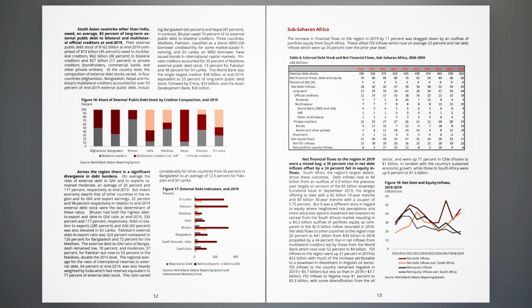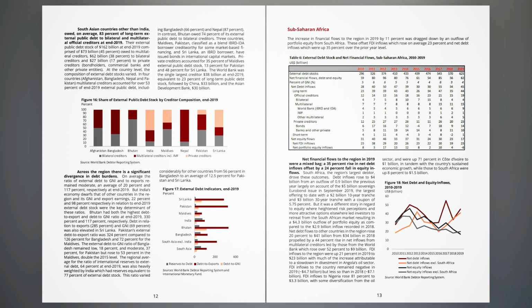Table 6. External debt stock and net financial flows, Sub-Saharan Africa, 2010 to 2019. Net financial flows to the region in 2019 were a mixed bag, a 35% rise in net debt inflows offset by a 24% fall in equity inflows. South Africa, the region's largest debtor, drove these outcomes.